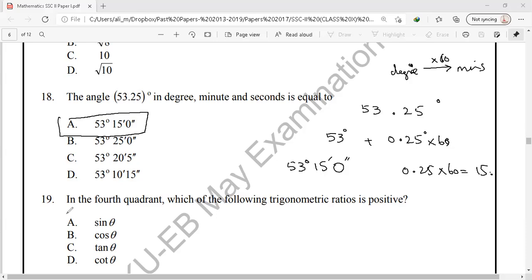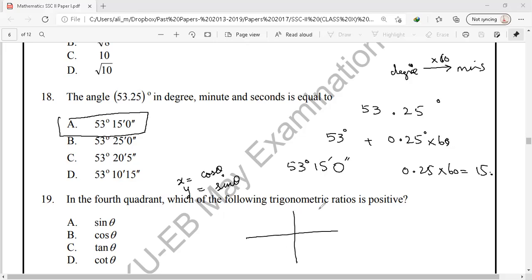The next question is question number 19, and it states that in the fourth quadrant, which of the following trigonometric ratios is positive? Among those four values, we have to find which ratio has the positive value. In this topic, we have studied for a unit circle that x equals cos theta, y equals sine theta, and the remaining ratios can be formed by using these two terms.